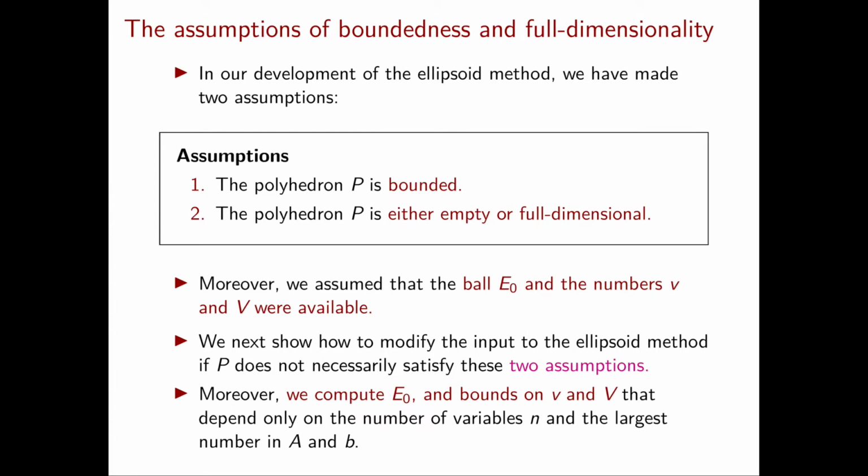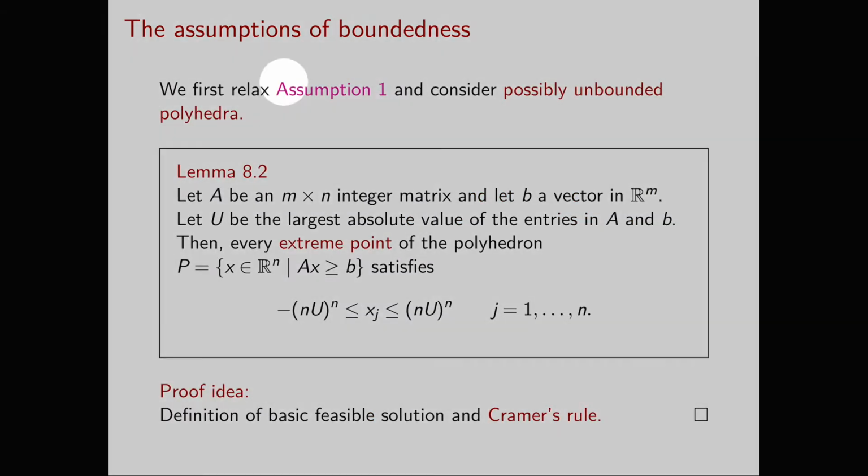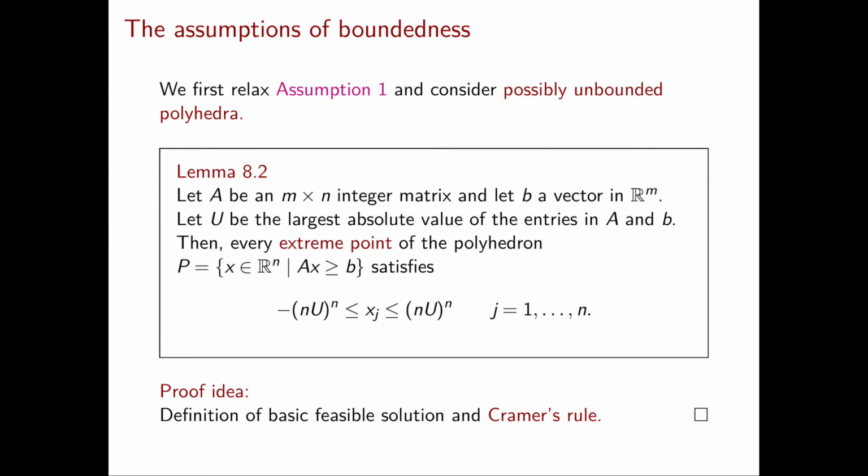In particular, we will see how we can compute E0 and numbers v and capital V from the input system Ax less than or equal to b. First, we discuss how we can relax assumption 1. So now we deal with polyhedra that are not necessarily bounded. The key in relaxing this assumption lies in Lemma 8.2. Let's read the statement of this lemma. Let A be an m by n integer matrix and let b be a vector in Rm. Let U be the largest absolute value of the entries in A and b.